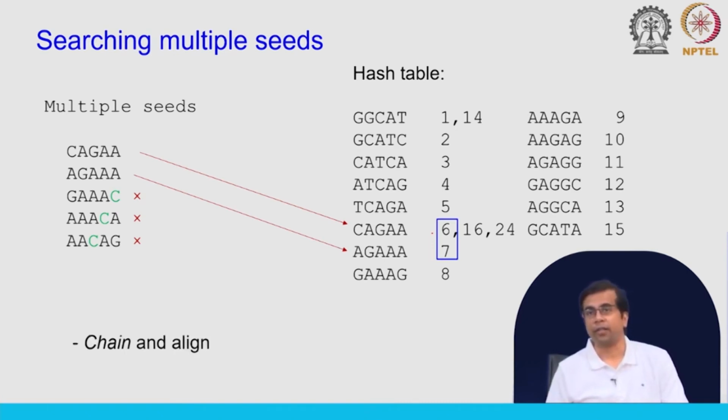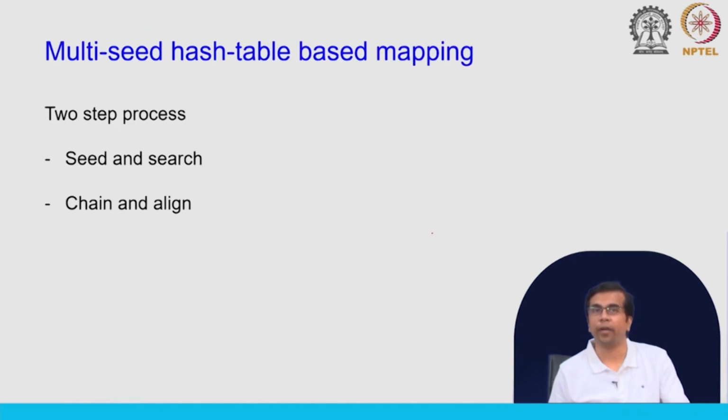All right. So, it is a process that we call chain and align. We are chaining these locations, the seeds are mapping to neighborhood locations, and you can simply do chaining and alignment. So, these are the 2 steps that we have for multi-seed hash table based mapping. It is a 2-step process: seed and search, and then chain and align.